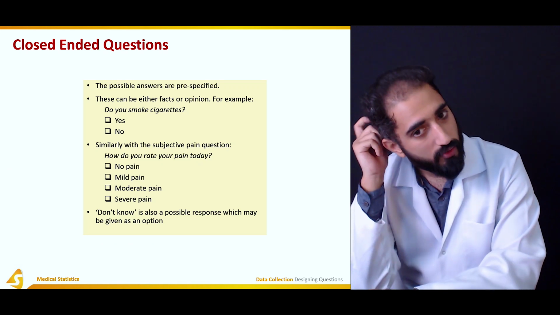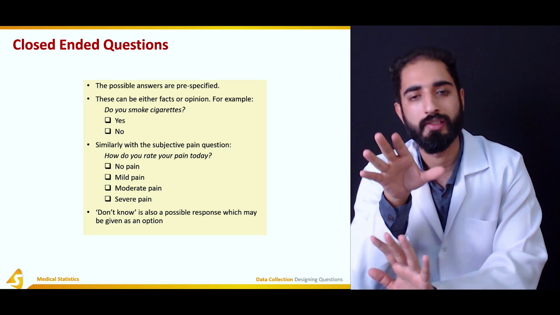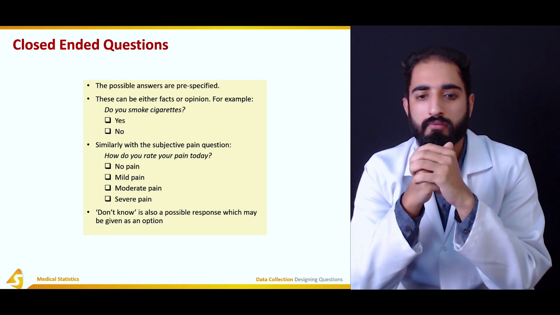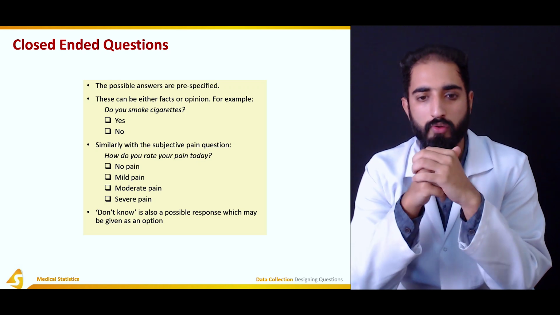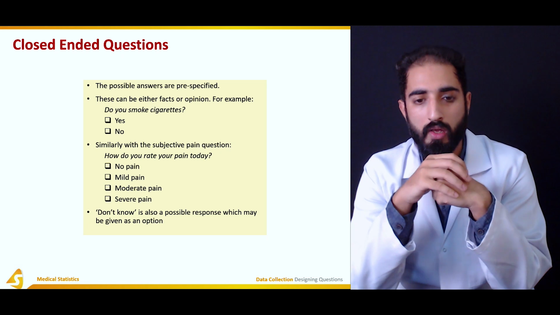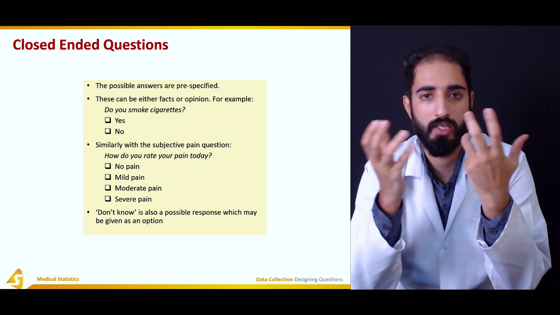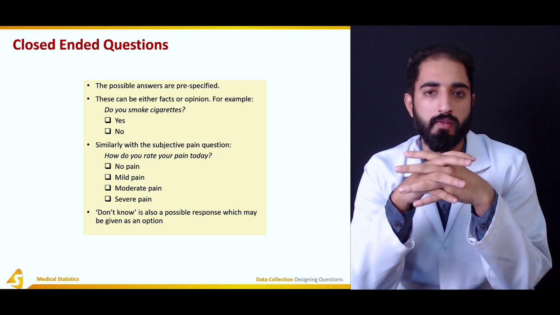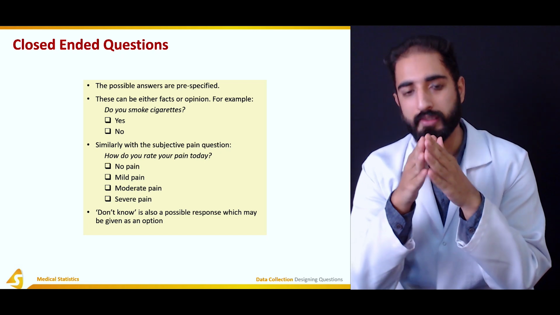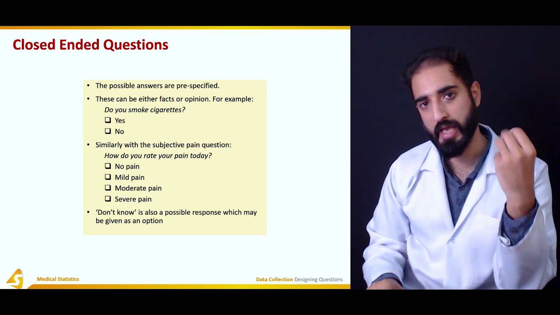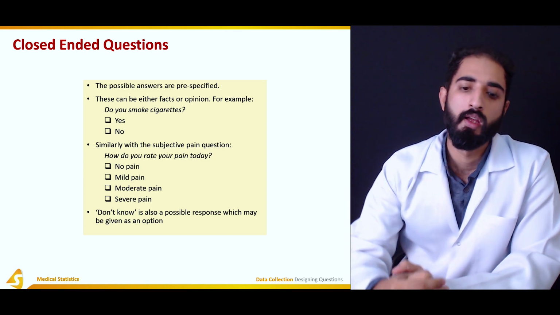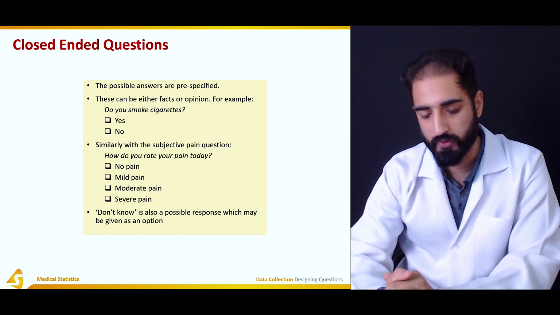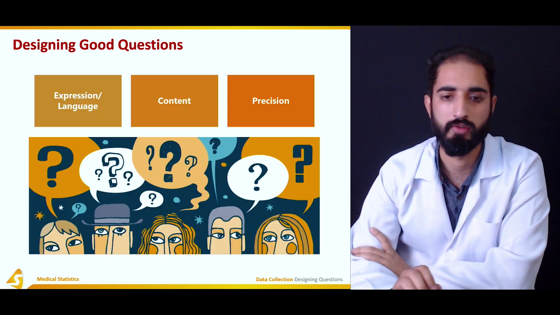Moving on, we have closed-ended questions, and here the possible answers are pre-specified by the researchers. They are predetermined. So they can either be facts or opinion. For example, do you smoke cigarettes? Yes or no. Or similarly with the subjective pain question, which is actually an opinion: how do you rate your pain today? No pain, mild pain, moderate pain, severe pain. Now, both are closed-ended, but one is a fact and one is an opinion. Don't know can also be a possible response, which may be given as an option in different types of research or different types of questions.